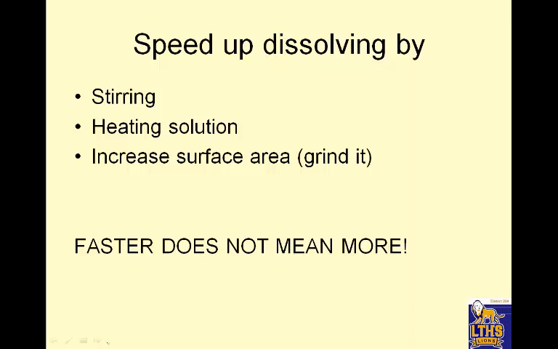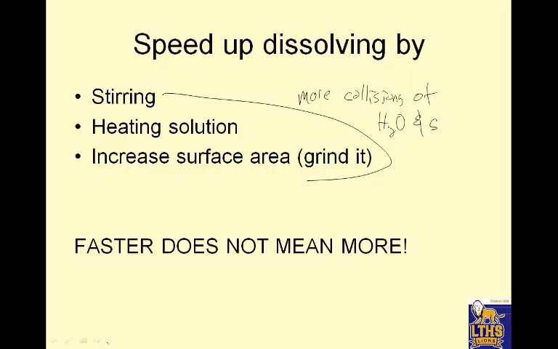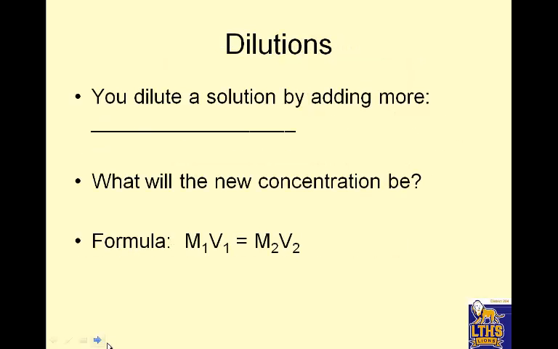You can speed up dissolving by stirring, heating a solution, or increasing the surface area. Basically what this means is for all of these, we have more collisions of water and solute per second. So all of these are basically just moving the particles around faster so you get more collisions. Faster does not mean more.